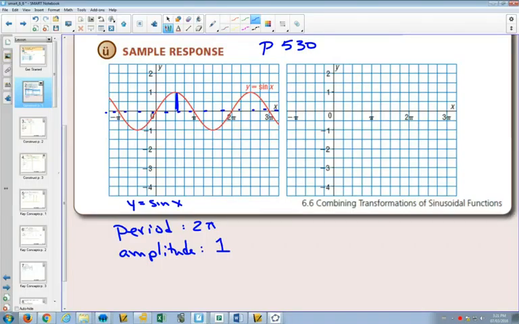Yes? Is also the number before sine or everything? Whatever number's in front of sine will affect the amplitude, yes. So whatever that a value is going to affect our amplitude.